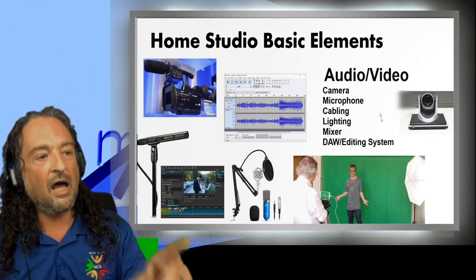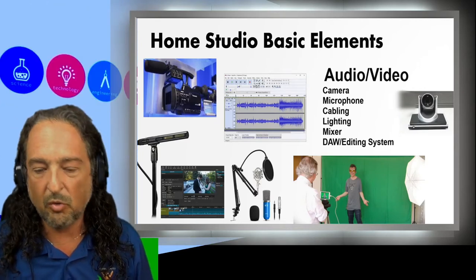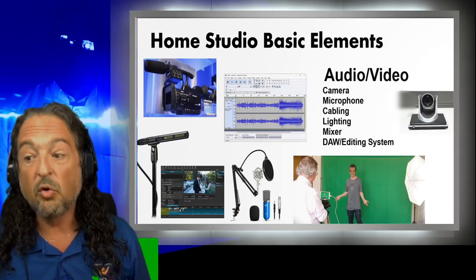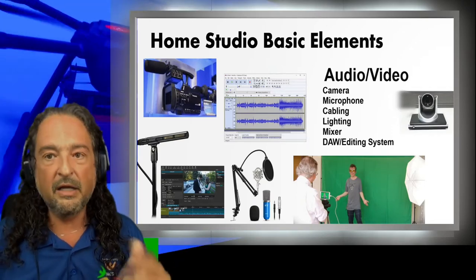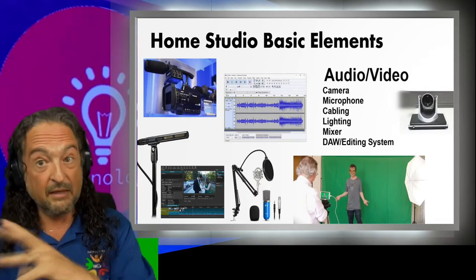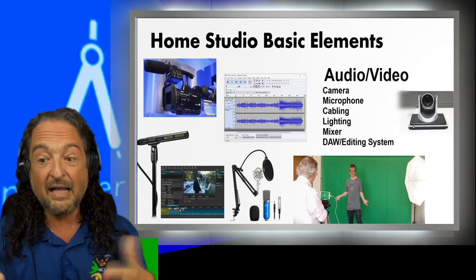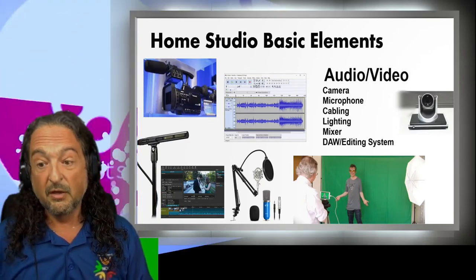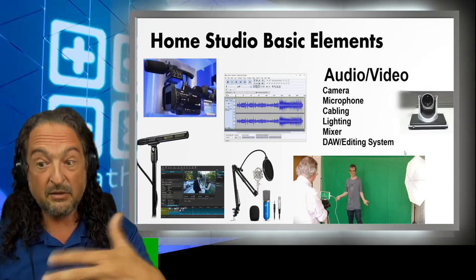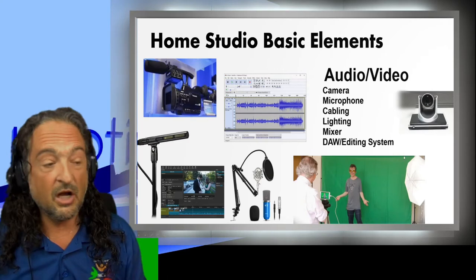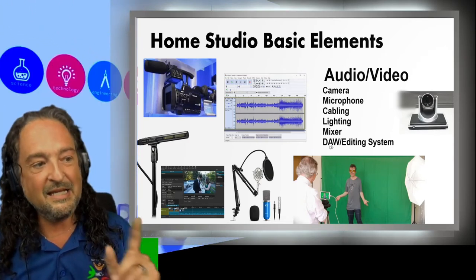All right, so for audio and video, if you want to build a good quality studio, this is what you are going to need. A quality camera, or whatever you can afford. A microphone, same thing, quality or whatever you can afford. Cabling to hook all this stuff together. Proper lighting, because without proper lighting, you just don't look as good, right? A mixer, some sort of interface between your microphone and the software you're using. And to do proper audio, which we're going to talk about today, you really need a DAW.